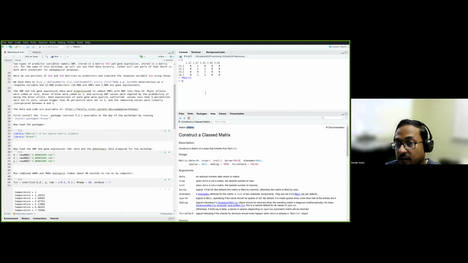So let's say S sparse. If I call Matrix on this original matrix S, it will convert it into a sparse matrix. How does it look? Well, it looks like this. Only the non-zero values are stored, but zero values are not stored.